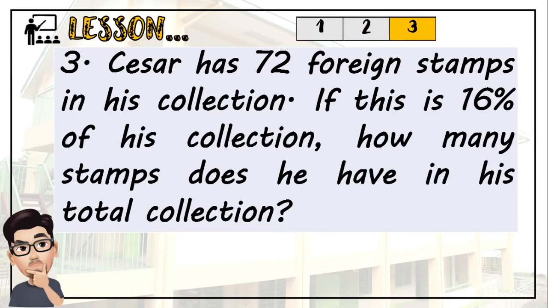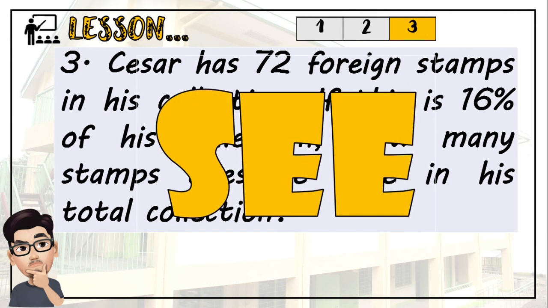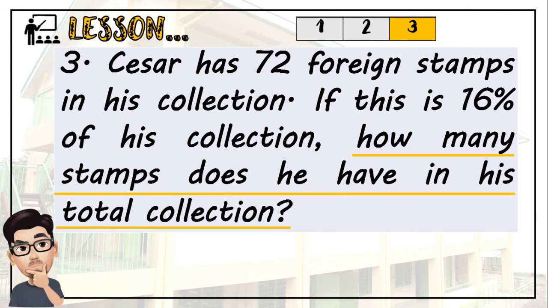Cesar has 72 foreign stamps in his collection. If this is 16% of his collection, how many stamps does he have in his total collection? So let's see. The question is, how many stamps does he have in his total collection? This is what is asked. Then the given, he has 72 foreign stamps. Tapos sabi niya, yung 72 foreign stamps is 16% of his collection. So, is, yung 72 foreign stamps is 16%.